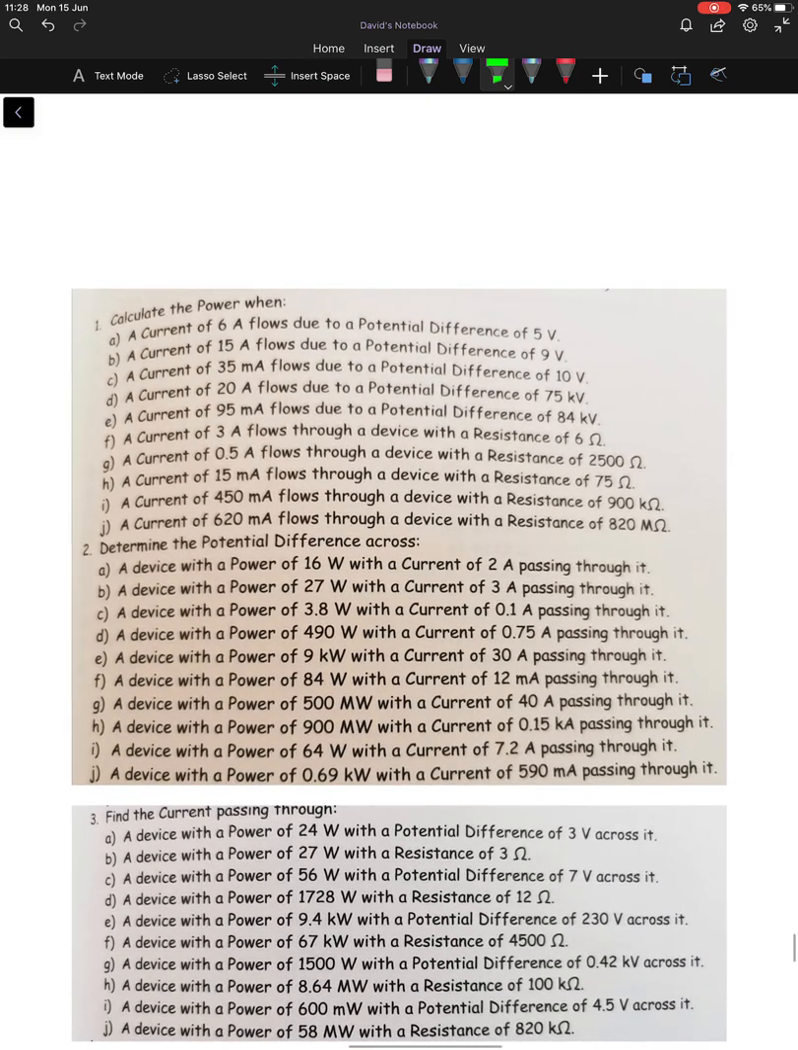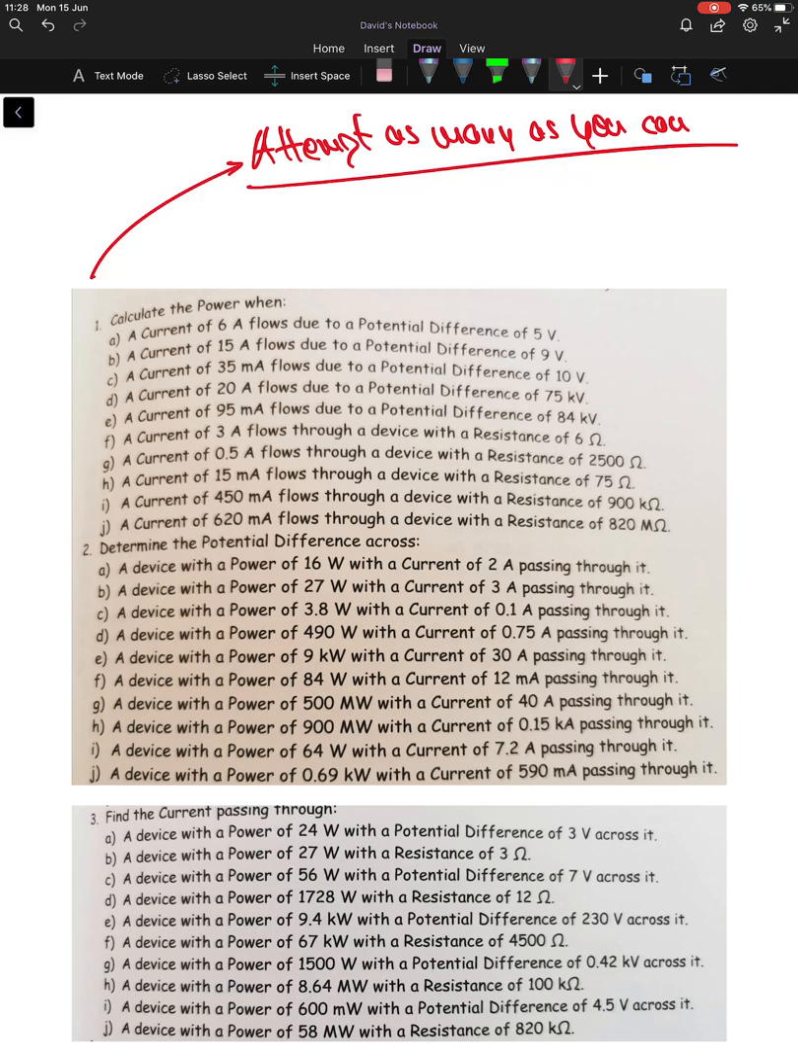Now, what I'd like to do is come back to these questions up here and have a go on the notes page. Attempt as many as you can. Remember, you need to use one of two: either P equals V times I or P equals I squared times R.